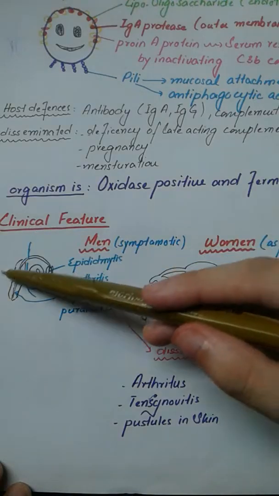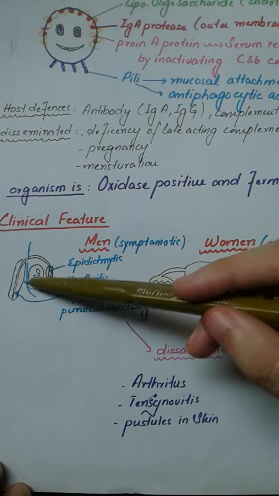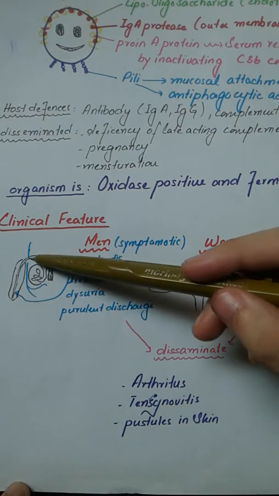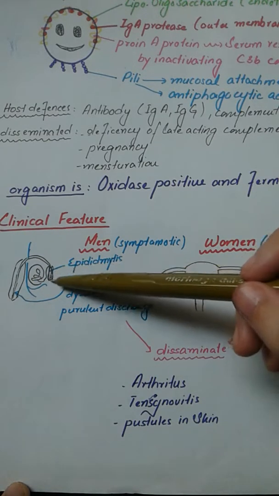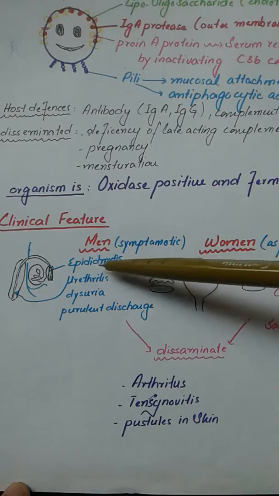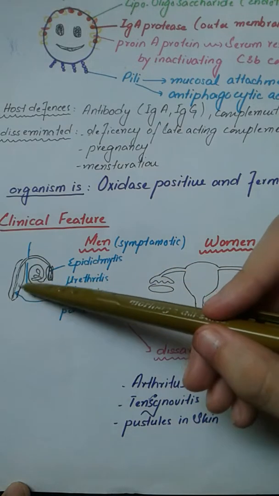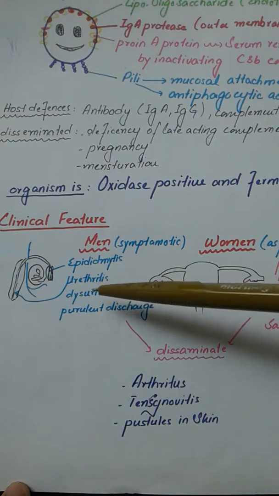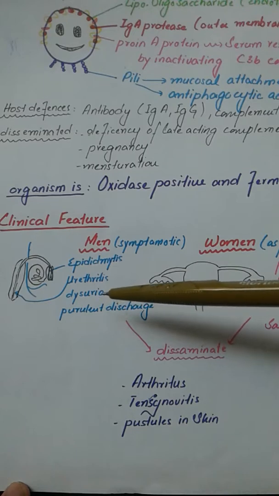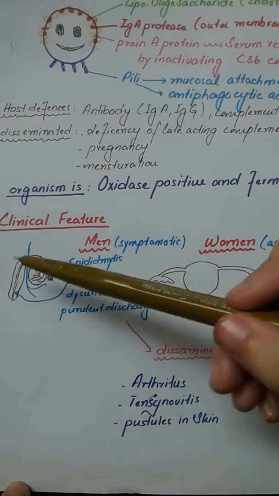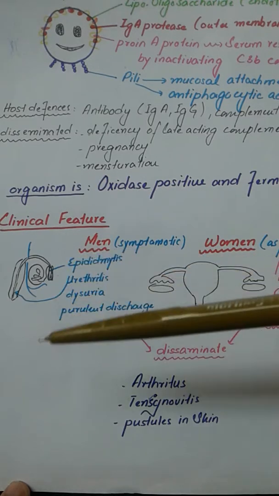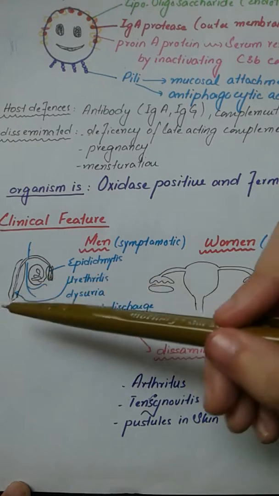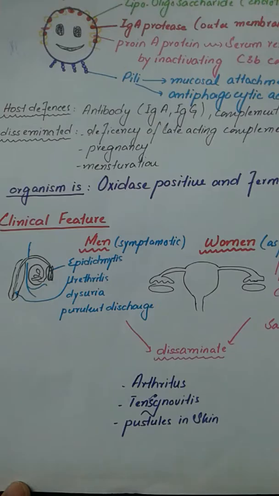Now, if you consider this as a male genitourinary organ, this is the testes and this is the epididymis and this is your long urethra. So what happens is that it can cause infection in the epididymis, causing epididymitis, and it can also affect the urethra, causing urethritis, by which there will be dysuria, meaning painful urination, along with purulent discharge, because it's bacteria. Obviously, it has endotoxin properties and it can create pus. So your urine is white and pussy.